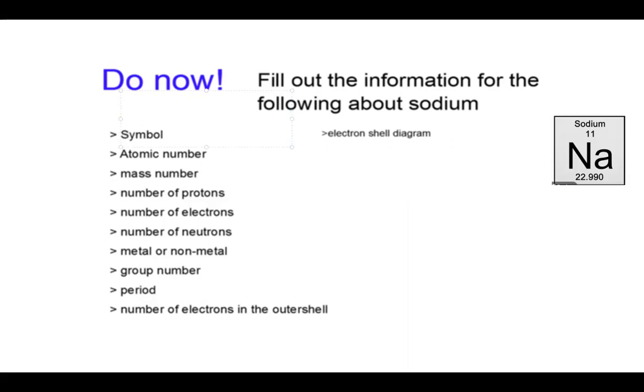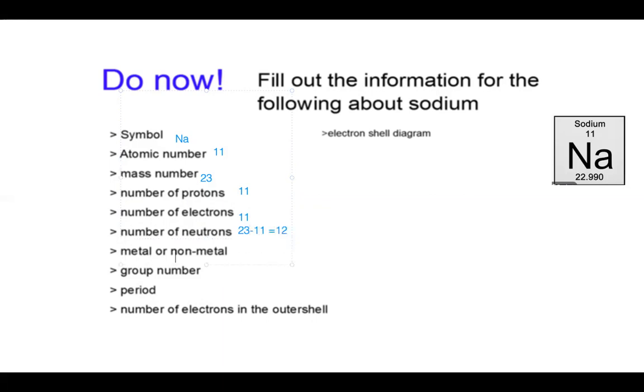Okay. So sodium has a symbol Na. The atomic number is the small one, so that's 11. Mass number is the big one, which is 23 approximately. On your periodic table, they round up. The number of protons is the same as the atomic number, so 11. Number of electrons is the same as the number of protons, so that is also 11. Neutrons, we go mass, take away atomic, so 23 minus 11, which equals 12.